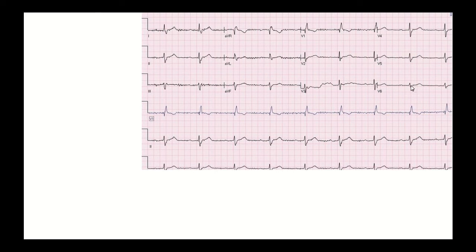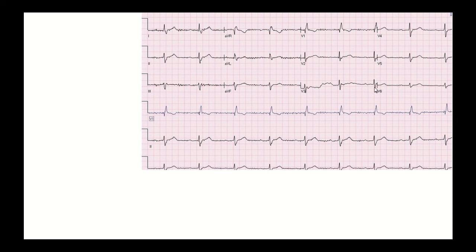V6 is at the apex in the midclavicular line. This is a left-sided lead. Everything should be up in V6. Anything down in V6 is going back towards the right side of the heart. What do we see here in V6? We see an S wave, a negative deflection in the QRS. So at the end of ventricular depolarization, something's heading towards the right. That means that the right bundle is blocked. So that's what this is, right bundle branch block.